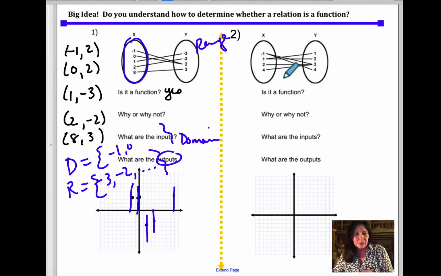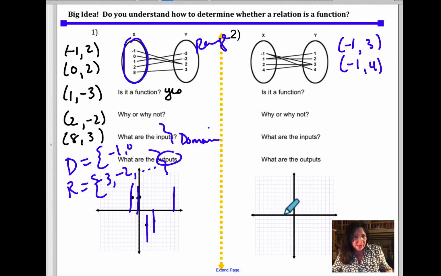For this problem here, I can tell this one is not a function, because right at the very first, it looks like it says -1, and it goes to 3. And then it looks like it says -1, and then it goes to 4. So if you're at -1 and you go up 3, you're here. But then if you go -1 and up 4, you're here. We know this is not a function because it doesn't pass the straight line test. I have two intersection values. That means no way, it's not a function.